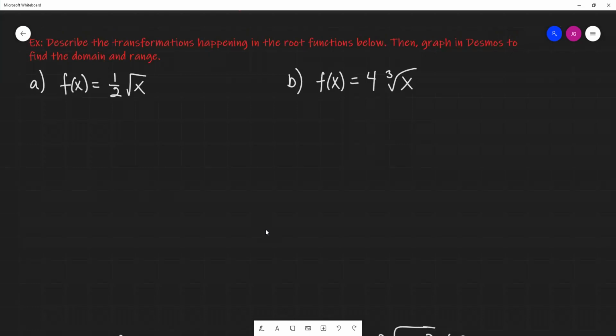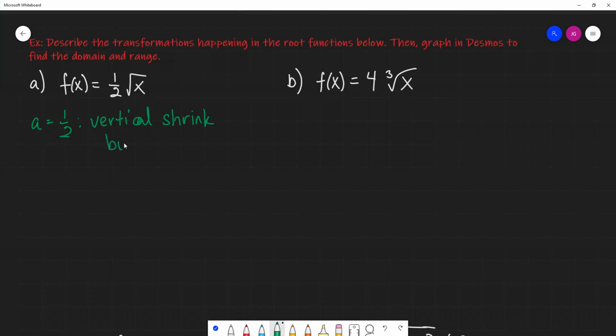So f of x equals 1/2 square root of x. What are our transformations here? Well, it looks like we have a, but no h or k. So if we were to describe this, our a is equal to 1/2, and what does that mean? Well, remember, if a is between 0 and 1, that's a vertical shrink. So think about it like squeezing down vertically, kind of like sandwiching it between up and down. We'll see what that looks like in Desmos. So that is a vertical shrink by 1/2. We've got to include the scale factor.